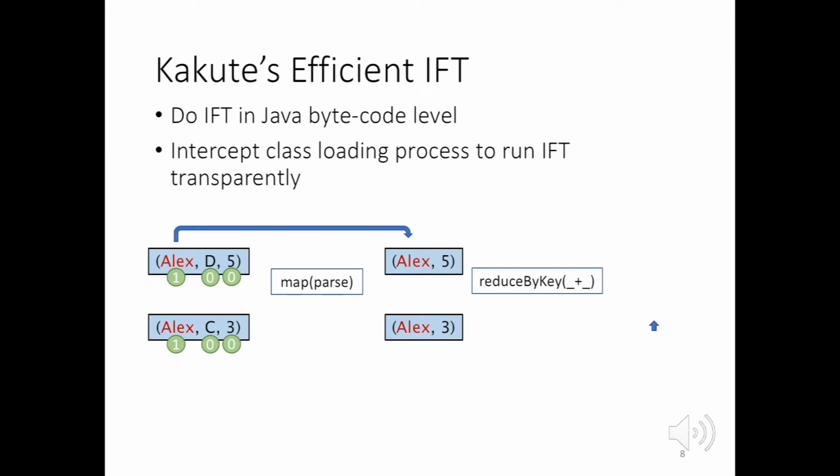In the map function, the value is directly assigned, so the tag is also transferred directly. In the reduce phase, it needs to combine two tags. So Kakute does a simple OR operation to keep the highest security tags. Here, I will not go through the tag propagation policies, as it is similar to TaintJoy and other IFT systems.